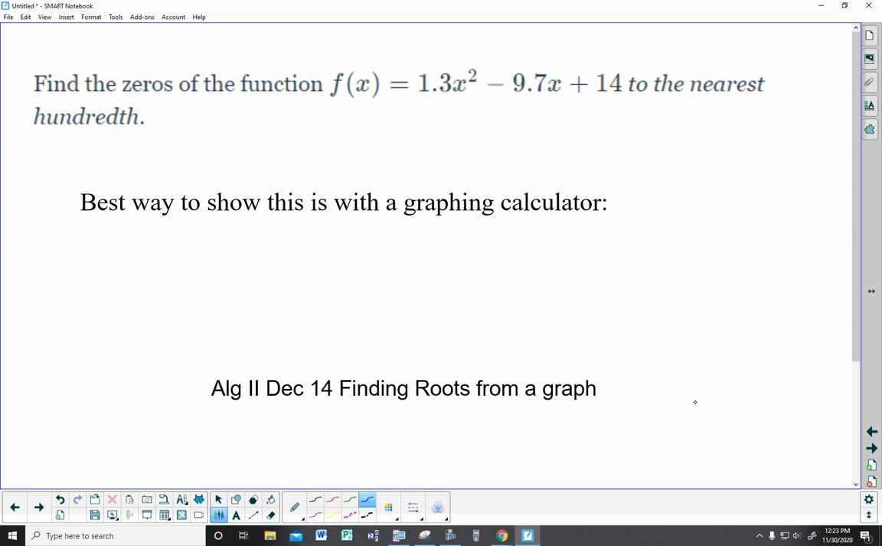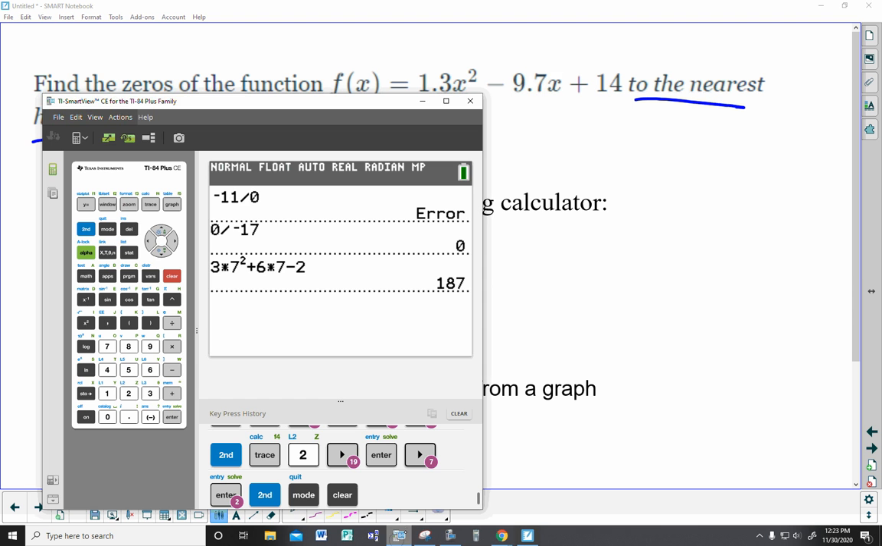Now this kind, you were probably assuming, well, I didn't think I was going to get off that easy. Well, you're right. To find these and then round them to the nearest hundredth, I've got to show you how to use your graphing calculator. So here's the graphing calculator.